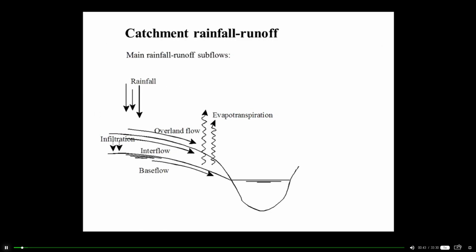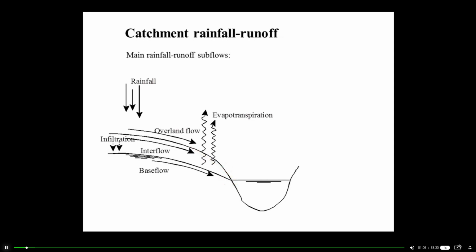To start the first part of the course on subflow separation, let me first of all show you this slide. As you know from basic hydrology, catchment rainfall runoff can occur in different subflows. There is rainfall falling on the catchment. This rainfall might lead to overland flow, which is in fact surface runoff, runoff over the surface in the catchment, which in the end might reach a river system.